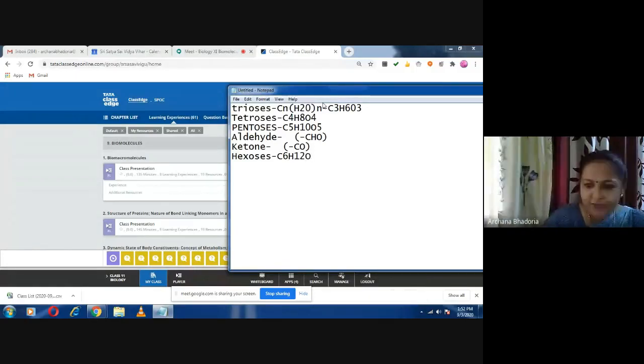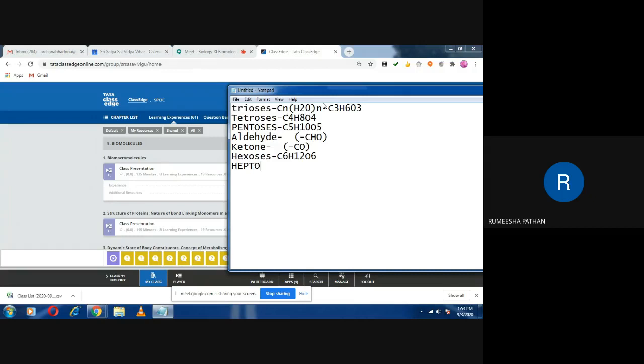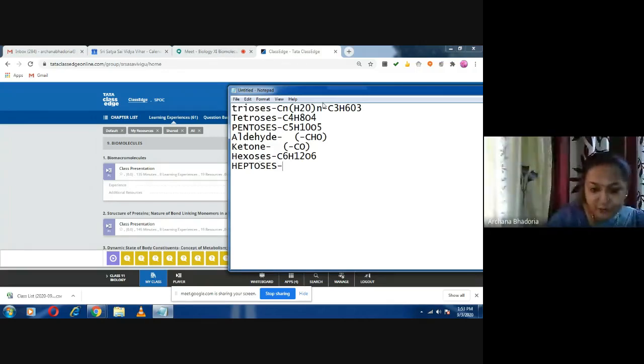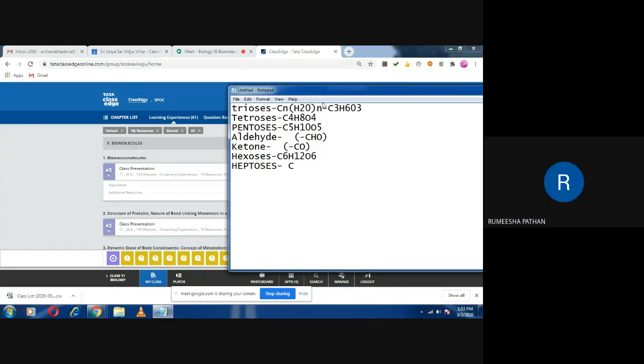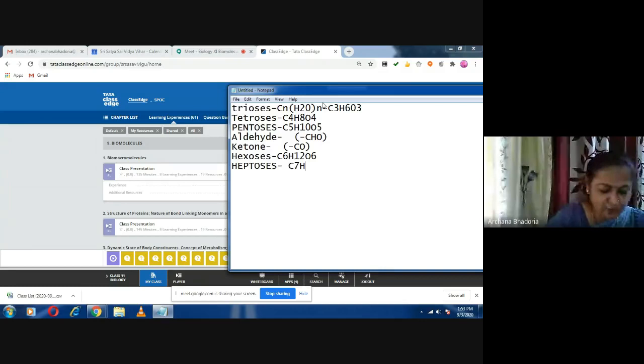C6H12O6. Understood? So what is the name of this one? Glucose. Now what comes after hexoses? The 7 carbon one, what is it known as? Heptoses. So in heptoses you find 7 carbon atoms. So what will be the formula? C7H14O7. Correct. H14 and O will also be 7.